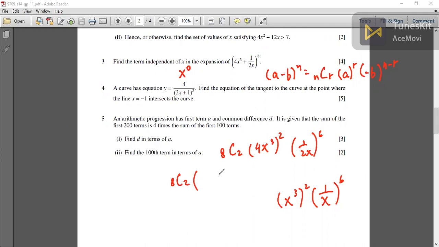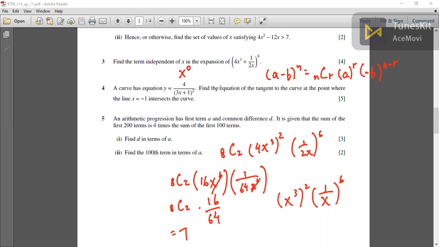So we shall get 8C2. This is 16x to the power of 6 times 1 over 2 to the power of 6. 2 to the power of 6 will be 64, times x to the power of 6. So this one cancels. We shall get 8C2 times 16 over 64, so it will be 7. Okay, that is for number 3.